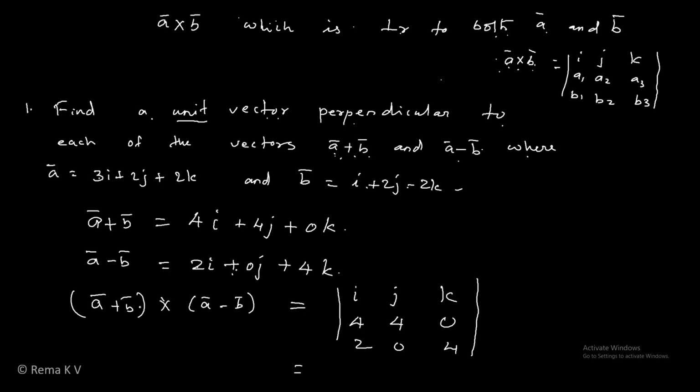A vector which is perpendicular to A plus B and A minus B is given by A plus B cross A minus B, and both these vectors are given in component form. So you can find the cross product by finding the value of the determinant, and it is 16i plus 16j minus 8k. Some say plus 16j, some say minus 16j, different answers. Let me check. i into 16 minus 0, minus j into 16 minus 0. So it is minus 16j, I think. Isn't it? 16i minus 16j minus 8k. Right?